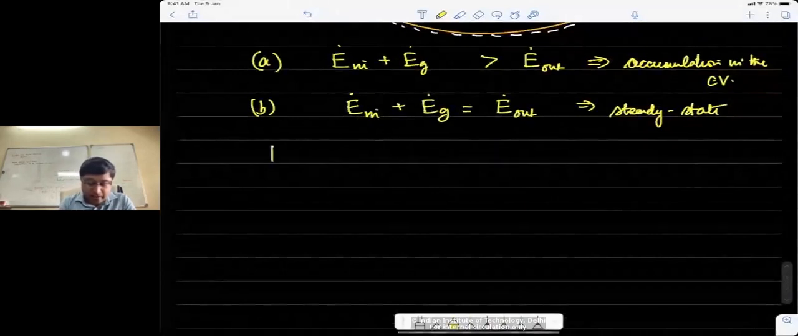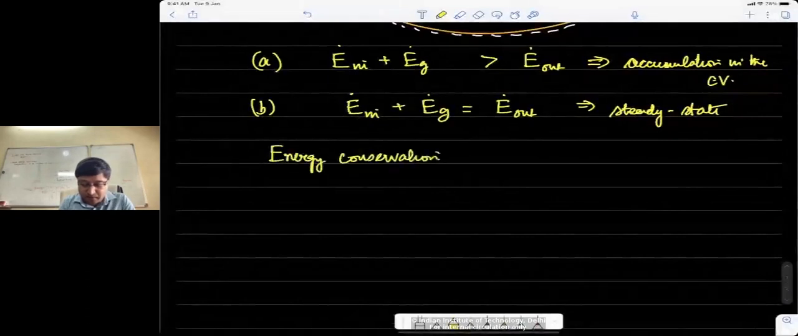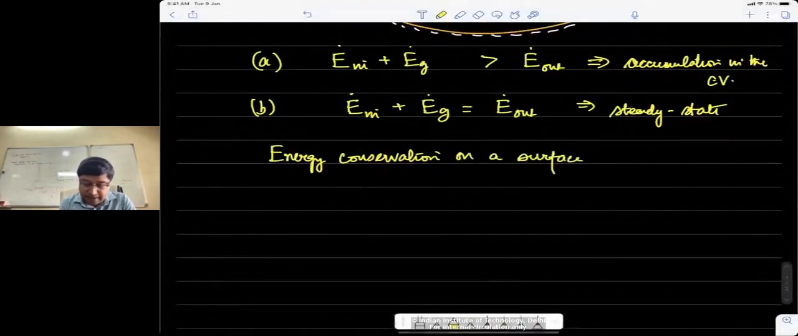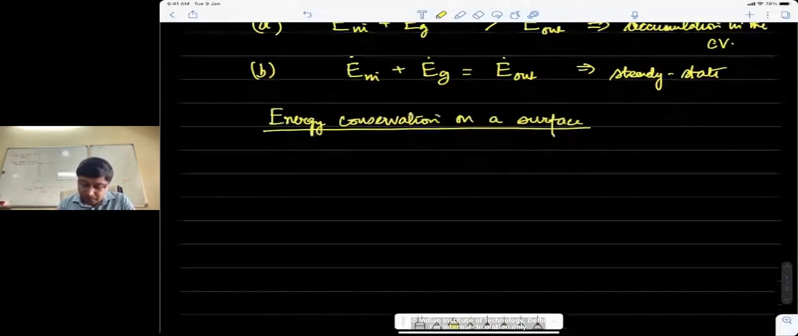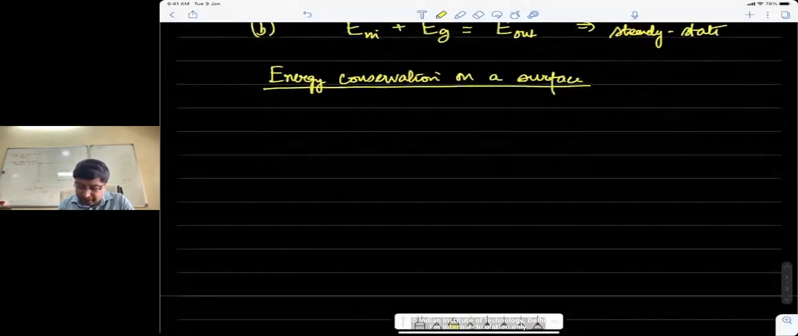So let's just look at energy conservation, let's say, or energy balance on a surface. And by a surface, I basically mean an interface between a fluid and a solid. So the problem could be imagined like this.